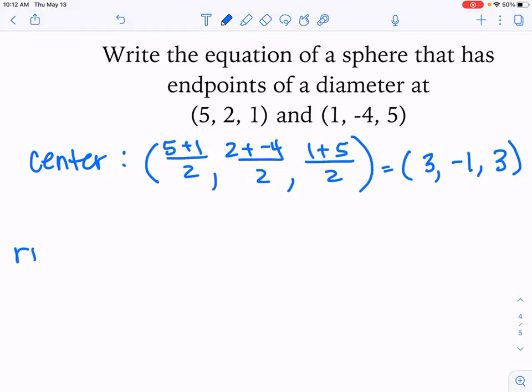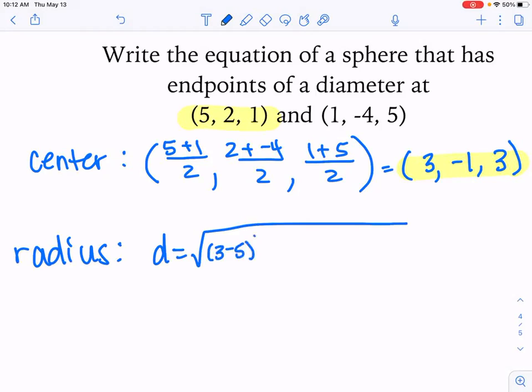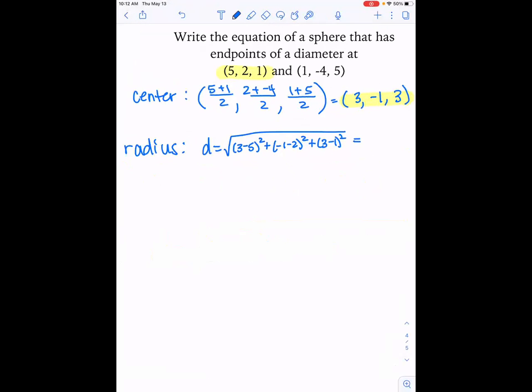So our radius is going to be the distance between, doesn't matter which one we pick. So let's take the center and this one because it has all positive numbers. So the square root of 3 minus 5 squared plus -1 minus 2 squared plus 3 minus 1 squared. Okay. And so far, we really haven't needed our calculator to approximate anything.